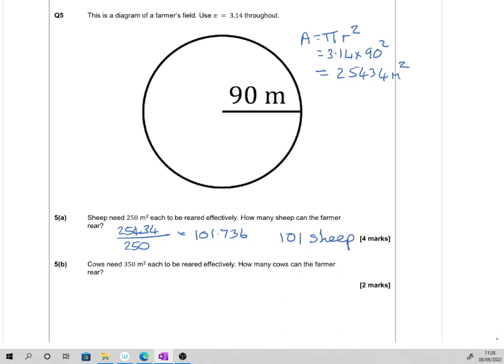Cows need 350. How many cows can the farmer have? So same field, 25434, divide by 350 this time. So 25434 divided by 350 is 72.668. Round it down, 72 cows.